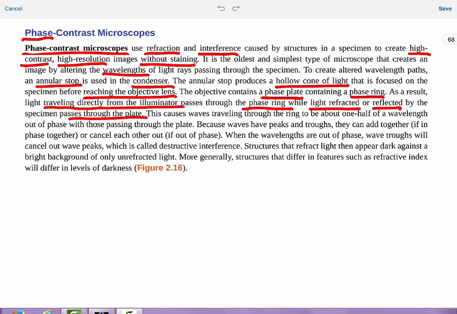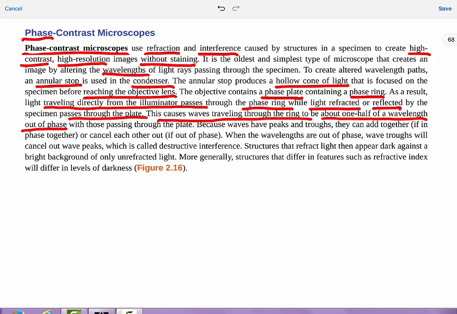The light traveling directly from the illuminator passes through the phase ring, while light refracted or reflected by the specimen passes through the plate. This causes waves traveling through the ring to be about 1.5 of a wavelength out of phase with those passing through the plate. So it is changing the phase. They were all coming through at the same time. Not really the same speed and length, because it's white light and it all has different wavelengths. But let's say it's all coming through as one big lump, all of these different waves of light coming through together.